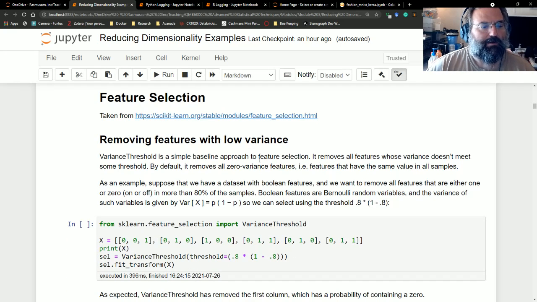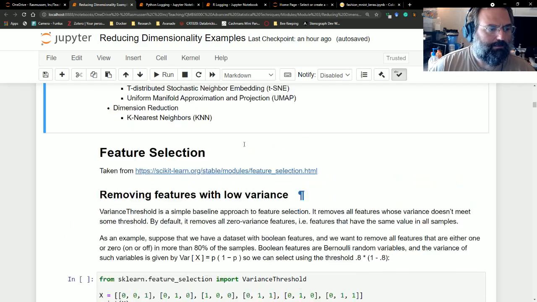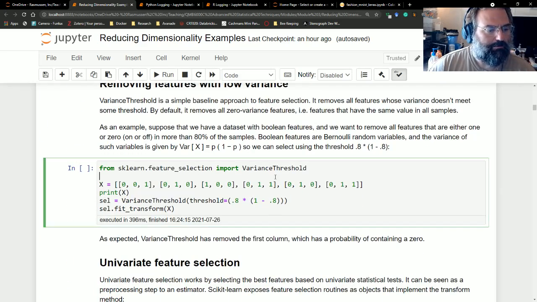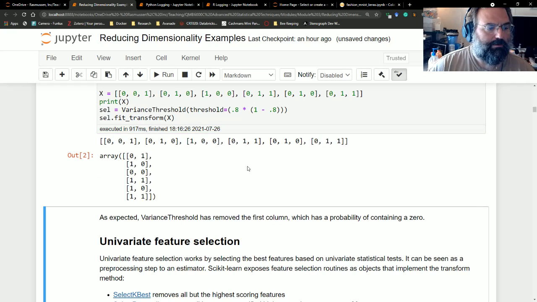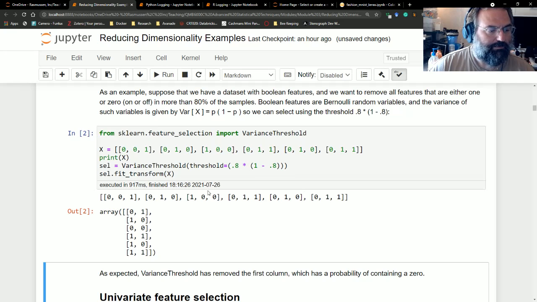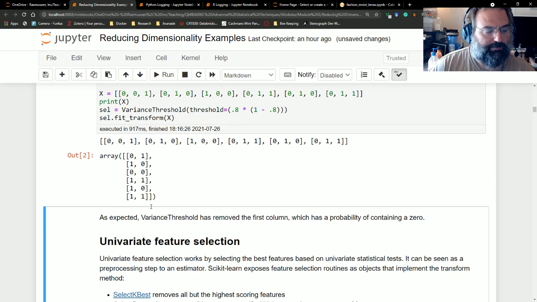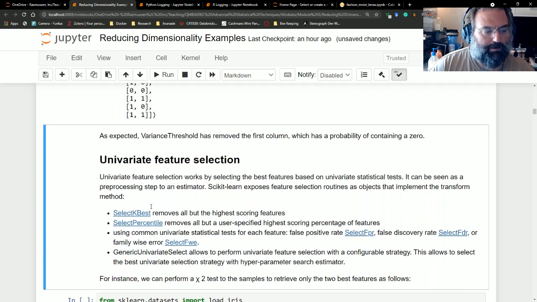So feature selection. Basically there are several ways to do it. One way is to get rid of those features which have low variance. Make sure I've run things that I need to run. Yep, I have. So just using feature selection out of the feature selection namespace, variance threshold. This basically goes through and figures out that the first column was removed because it has very little variance. So that gives you some indication of things to look for.